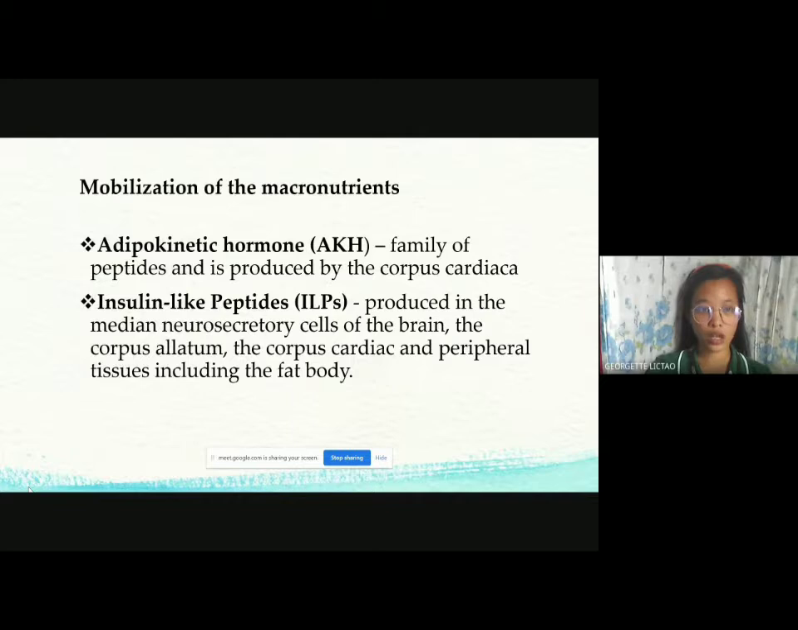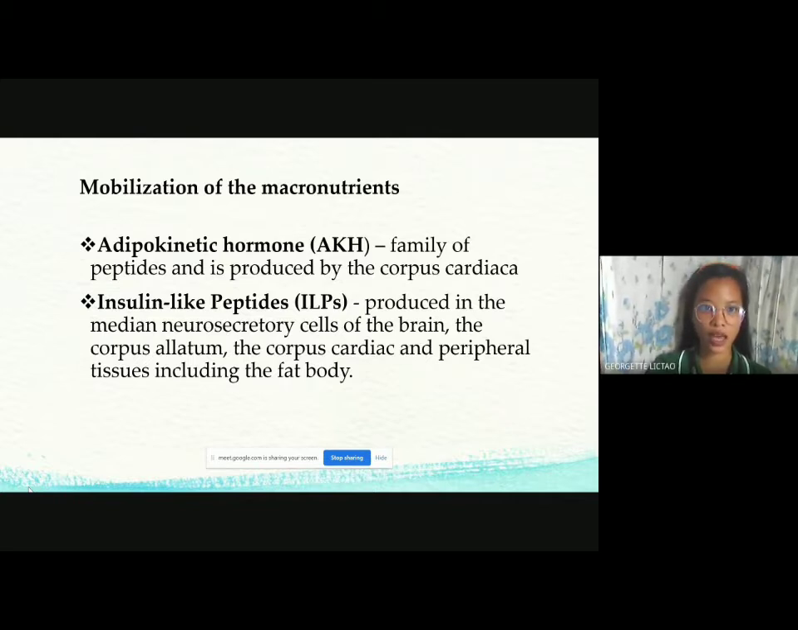Next is the mobilization of the macronutrients. First is the adipokinetic hormone or AKH, family of peptides and is produced by the corpus cardiaca. Ito yung metabolic neuropeptide mediating mobilization of energy substrate sa mga insects.